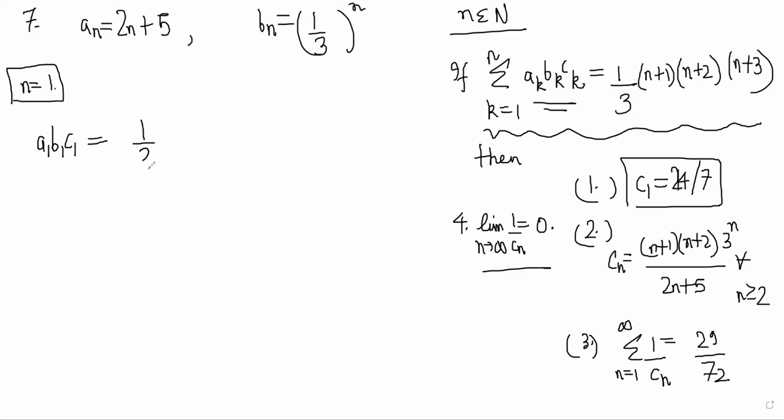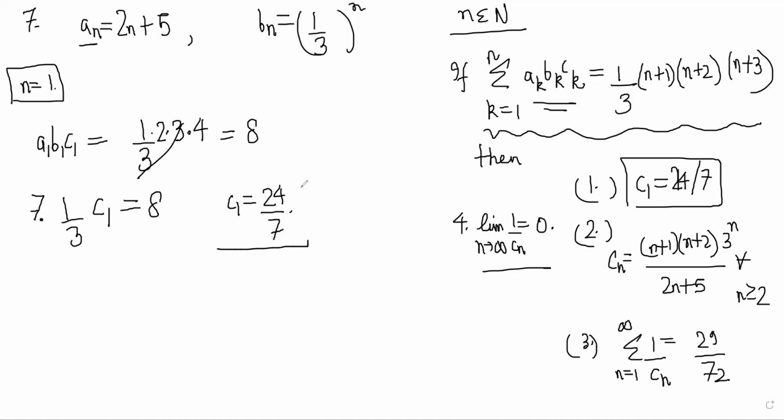It will be equal to 1 by 3, 1 plus 1, 2, 1 plus 2, 3, and 4, right? So this is 8, and when n is 1, this is 7, and when n is 1, this is 1 by 3. And C1 is 8, right? So it is clear C1 is 24 by 7 is coming, obviously. Did you get 24 by 7 for C1?